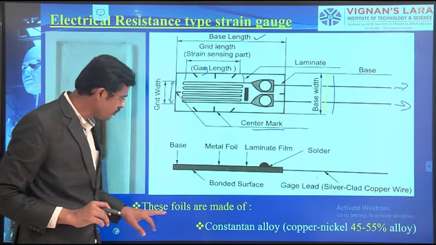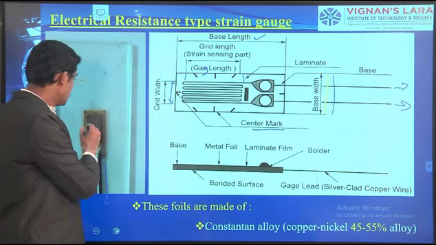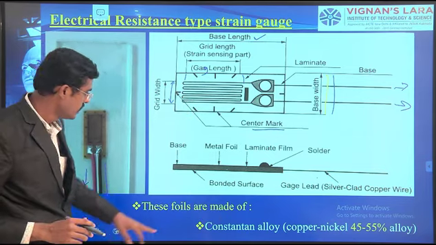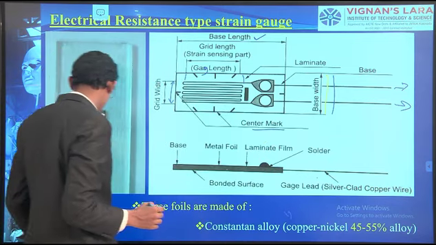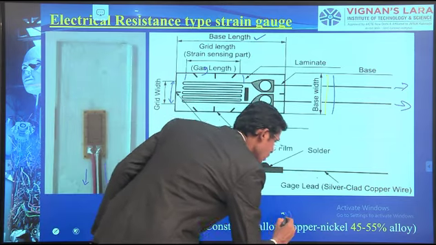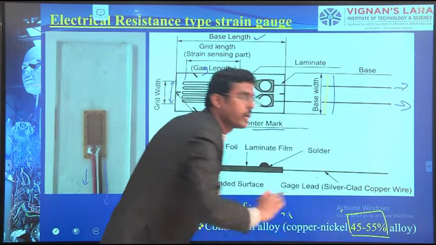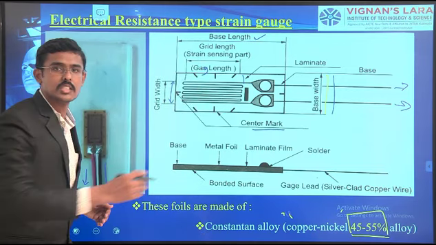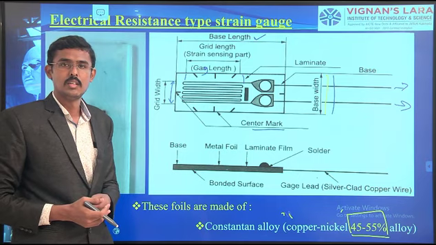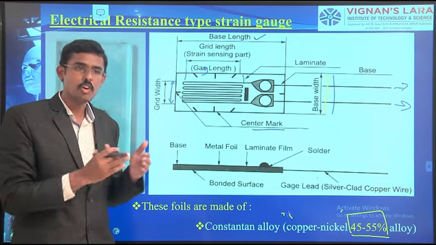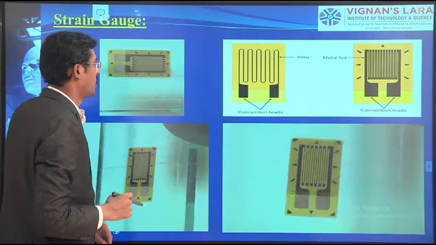See, how are these thin foils made? They are made of a constant alloy of copper nickel combination, in a 45 to 55 ratio. The alloy is made which is more conducting, so it can be easily measured, the change in displacement, the change in the tensile, the change in the compression, how much it is. You will see a video also. Right? So this is the general image.